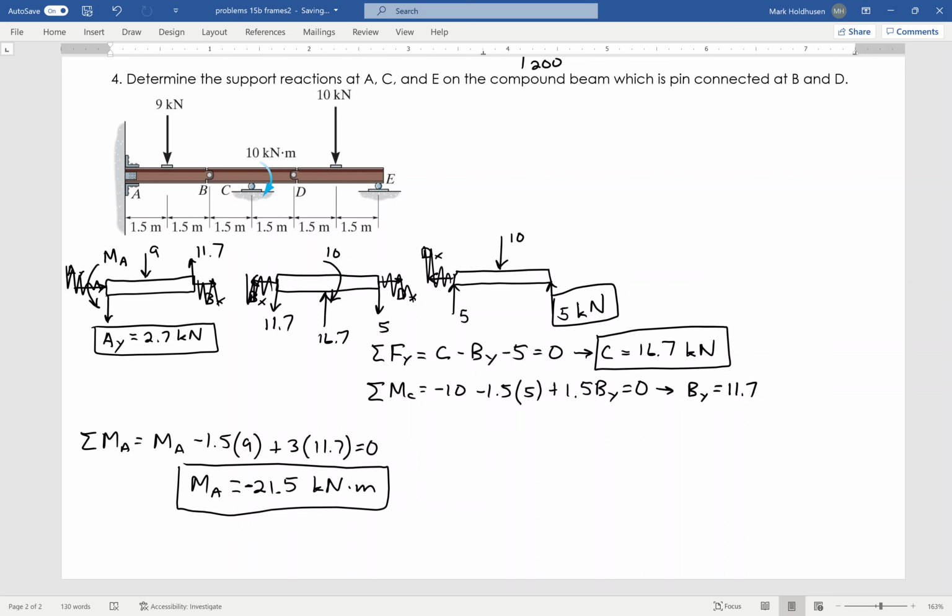Again, with a compound beam like this, you just treat it like a frame. You break it up into pieces and take each piece at a time, finding the reactions as appropriate.